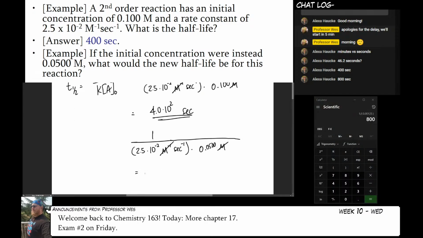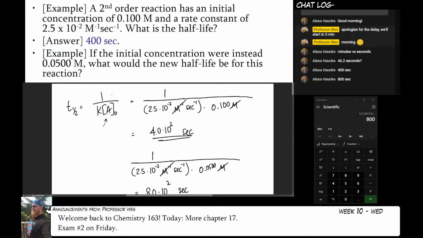And you'll notice that when the concentration is cut in half, the half-life doubles. Which makes sense, because if I put a number in this equation that is half as big, it's like multiplying by 2.